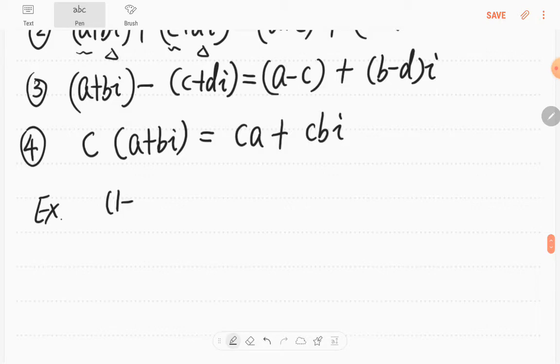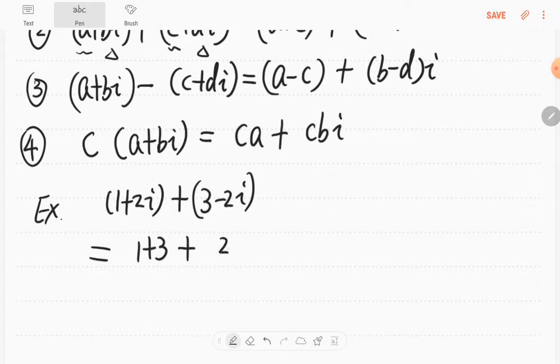If you have 1 plus 2i plus 3 minus 2i, so real part plus real part, so it's 1 plus 3, plus 2i minus 2i, right? So do the operation on the real part and do the operation on the imaginary part. So this one is equal to 4, and this is equal to 0, right?